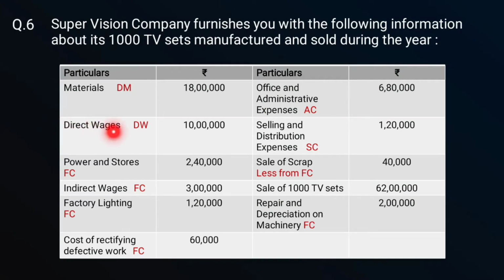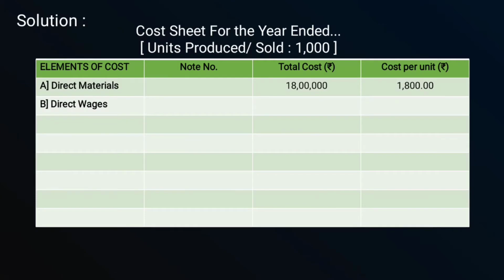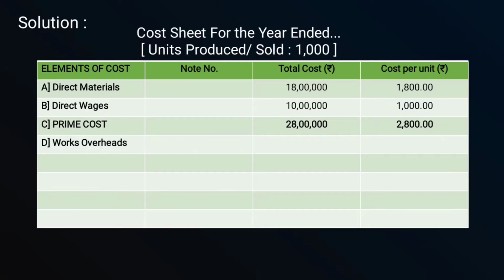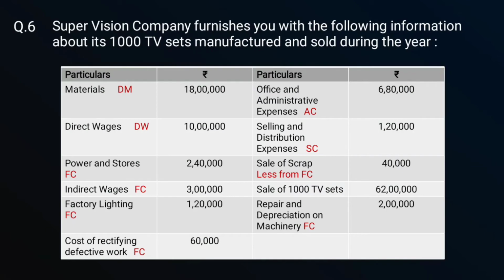Next we'll record direct wages, which is given as 10 lakhs. Part B, direct wages. Total cost is given as 10 lakhs. So the cost per unit will be 1000 per unit. So part C, prime cost, which will be 28 lakhs and cost per unit will be 2800 per unit. Part D, works overheads. So for works overheads, that is factory cost, we need to prepare working notes.